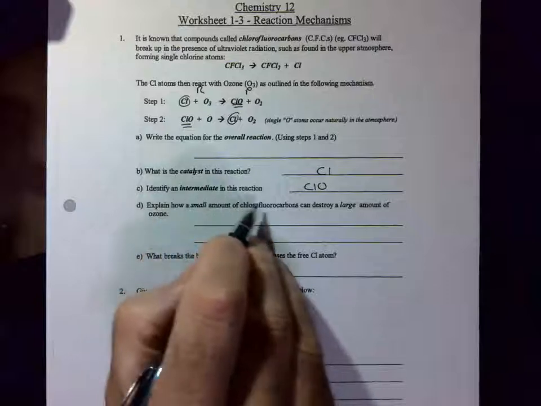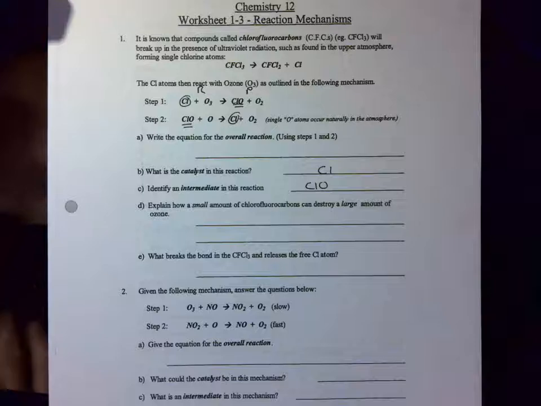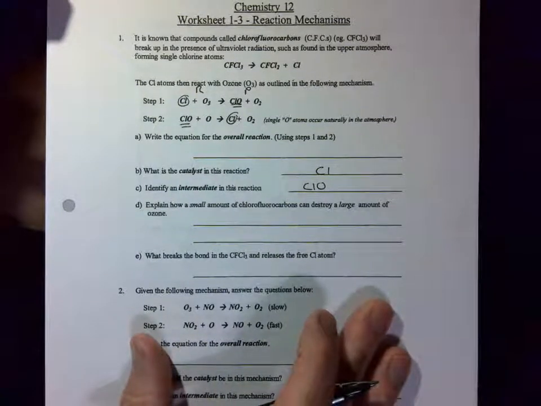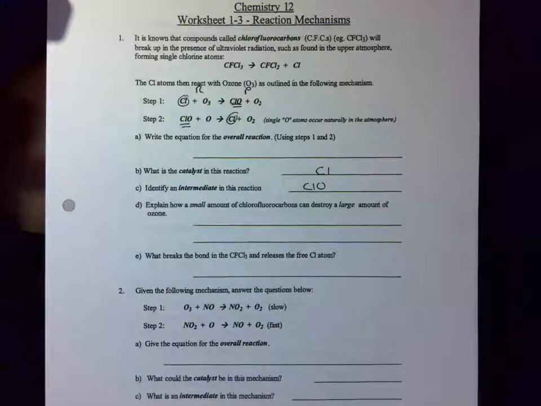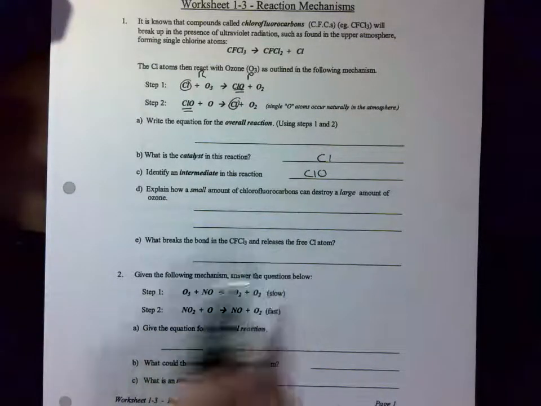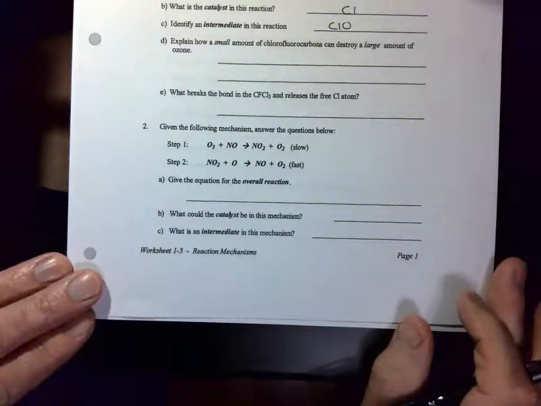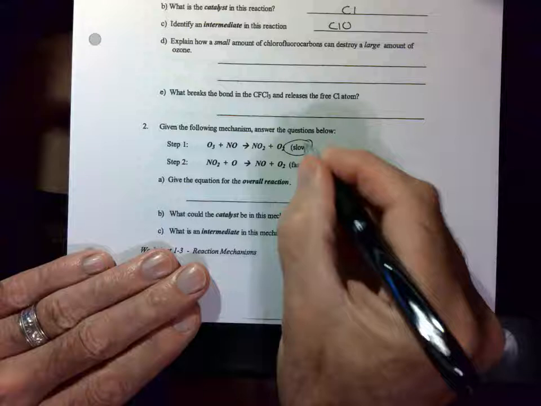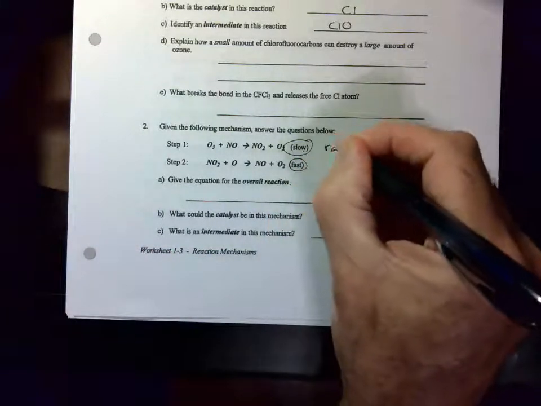Explain how a small amount of chlorofluorocarbons can destroy a large amount of ozone. You'll have to watch the video for that one, but it's because it acts like a catalyst. You need very little catalyst because a catalyst can be used over and over and over again. E is not an important question. It says what breaks down the bonds of CFCl3 and releases the free Cl atoms, and that's just UV radiation. What you're also going to notice in some of these reactions is they'll say slow or fast. These are the rate determining steps, the slow ones.